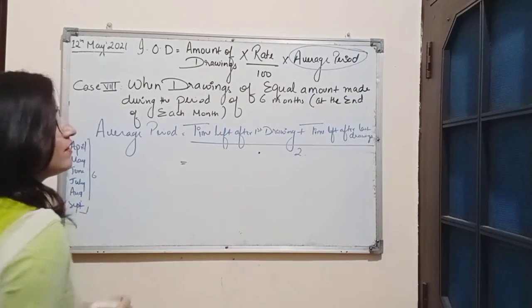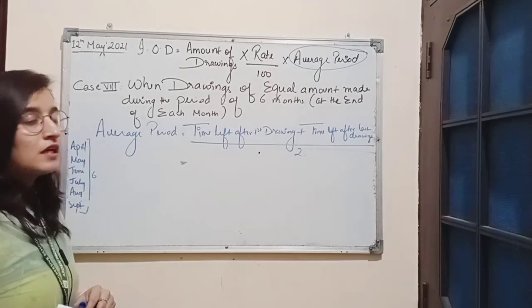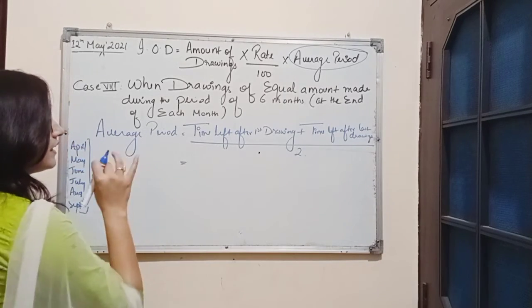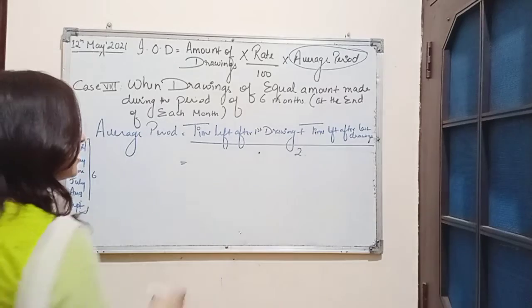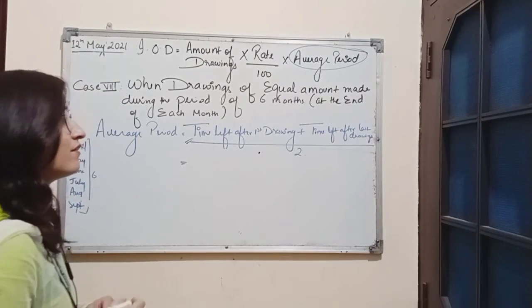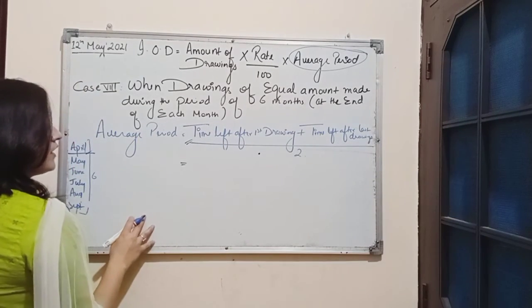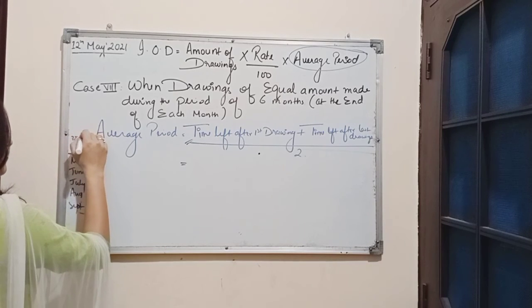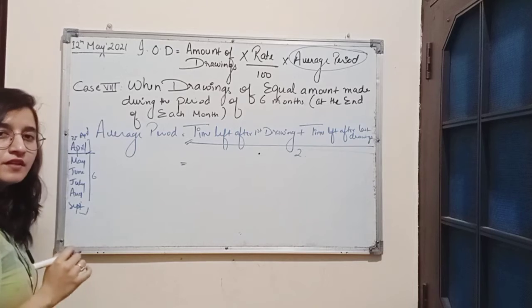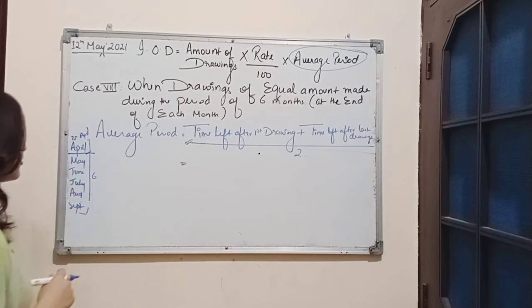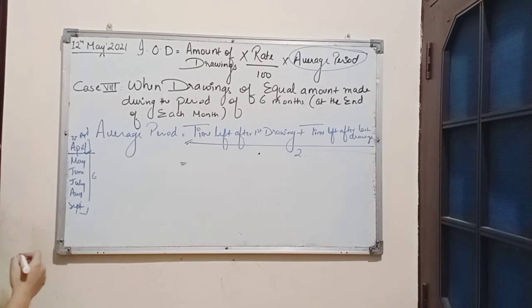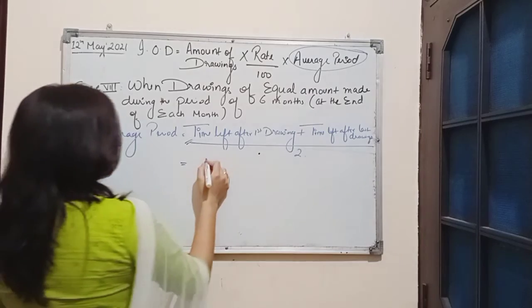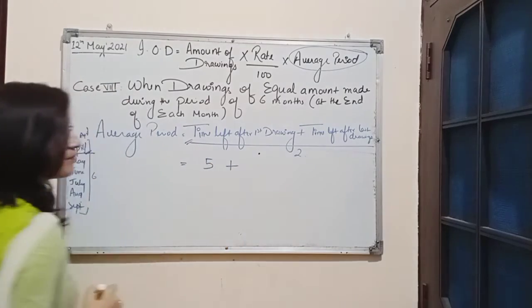So here, as we know, the partner is withdrawing the amount of drawings at the end of each month. So what will be the time left after first drawing? So first drawing he will be withdrawing on 30th April, as the partner is withdrawing the amount at the end of each month. Now what will be the time left after 30th April? Time left is 5 months.